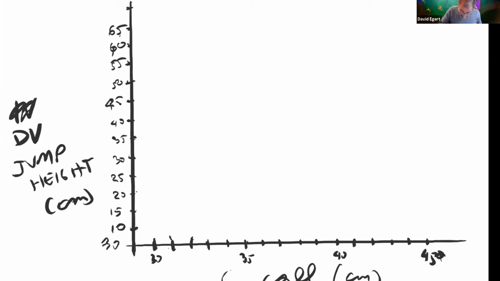And notice I made my data kind of spread out. So my range of data, which was about 30 to 45 for the calf, and the range of the jump heights, which is about 10 to 65, gives me a nice aspect ratio, like a TV screen. You don't want this all scrunched with all the data in a corner. You want the data to be spread out so as you put your dots in, it lays out nicely like this.